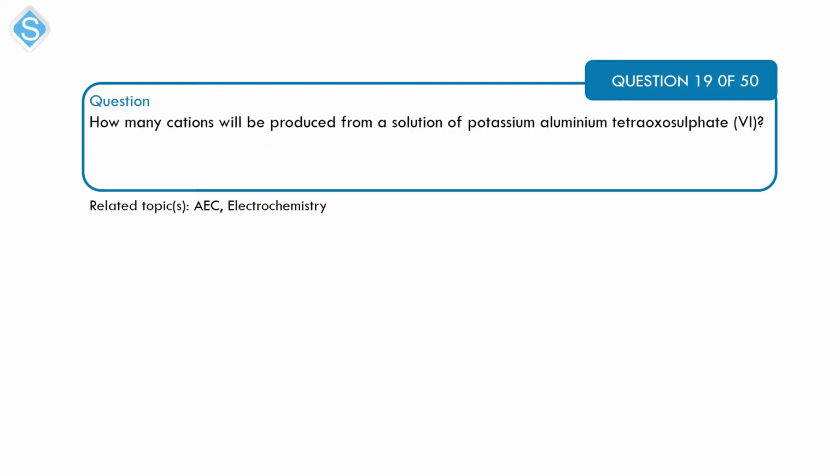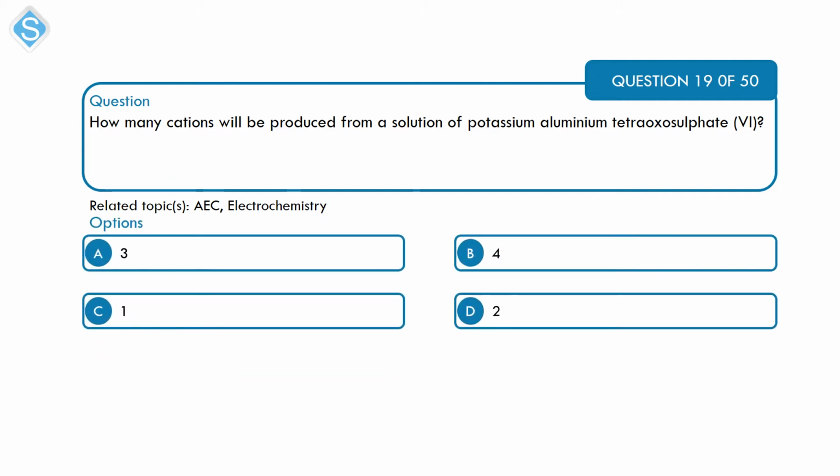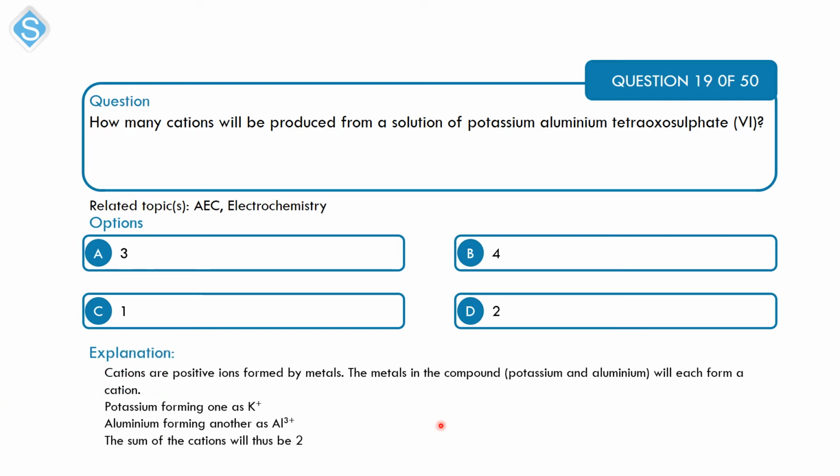Next is related to atoms, element and compound, and electrochemistry. How many cations will be produced from a solution of potassium aluminium tetraoxosulfate? A. 3, B. 4, C. 1, and D. 2. Alright, so in this solution, you have two metals. Now, cations are positive ions that are produced by metals. And in this compound, you have two metals, that is potassium and aluminium. So each of them will form a cation. The potassium will form one cation as K+, the aluminium will form another as Al3+. And so the sum of the cations that we have is 2, that of the potassium and aluminium. That's option D.